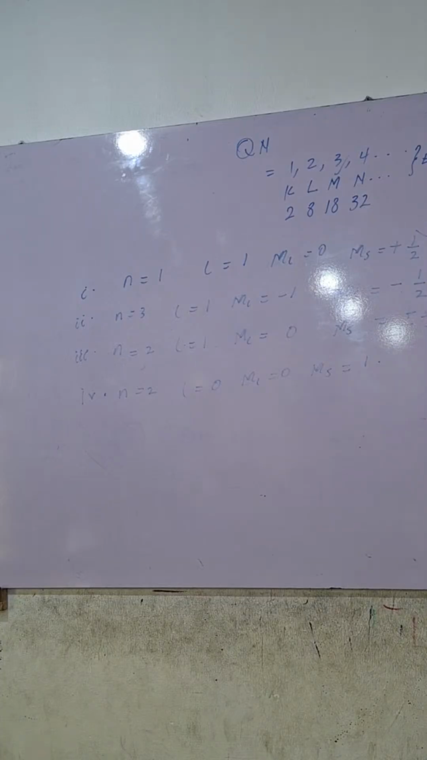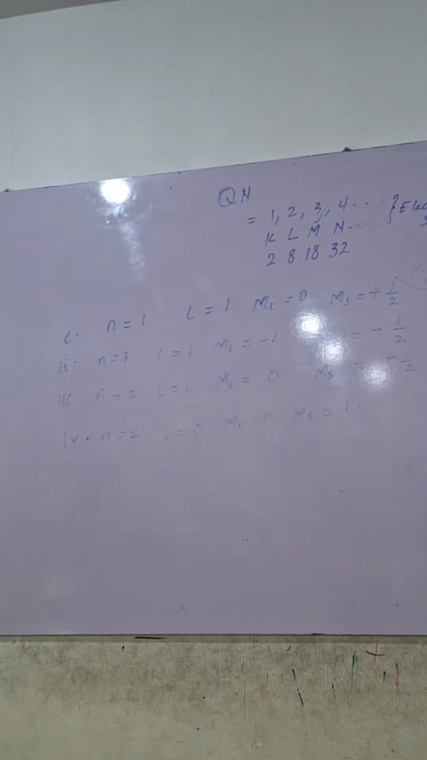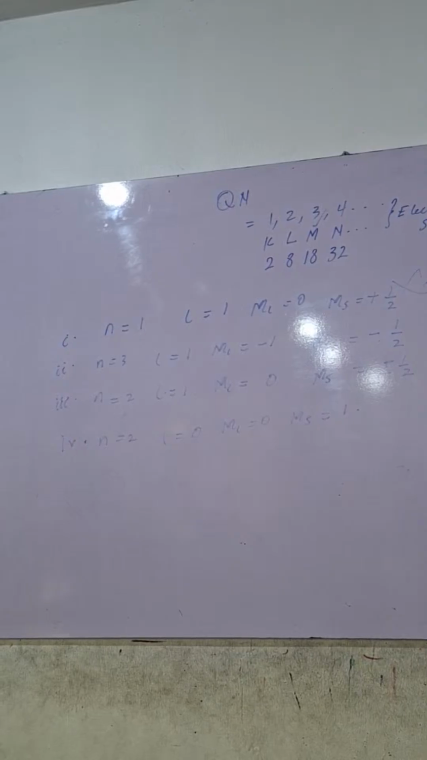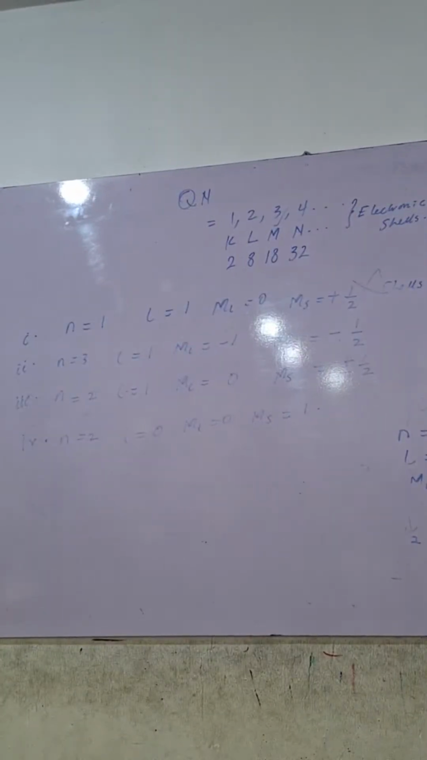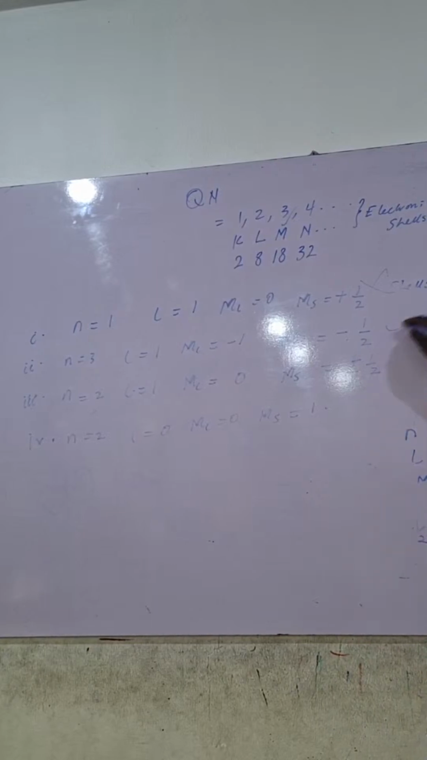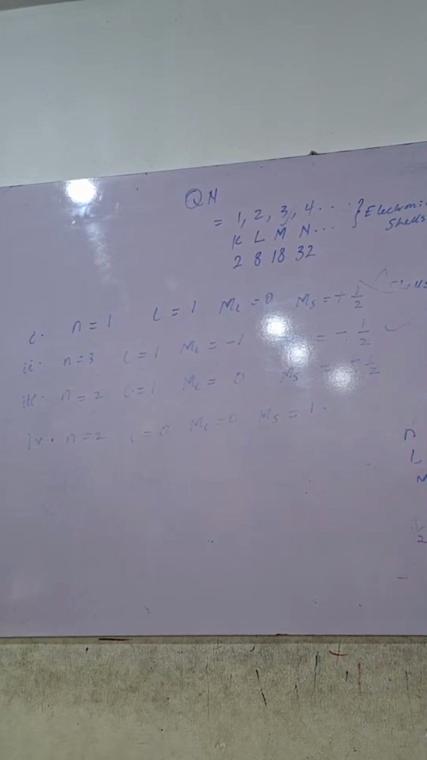Roman figure 2, if n is 3, can l be 1? If l is 1, can ml be minus 1? Can ms be minus 1 over 2? It's possible. You don't know which one you are talking about, so it can be either way. Roman figure 3, if n is 2, l can be 1. Can ml be 0? Yes. ms can be plus or minus, so it's permissible.